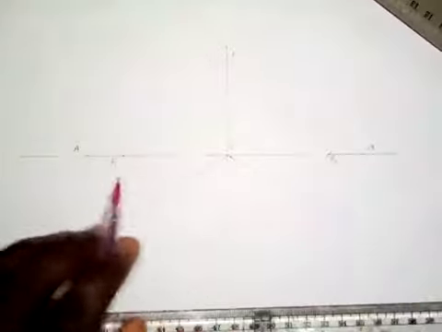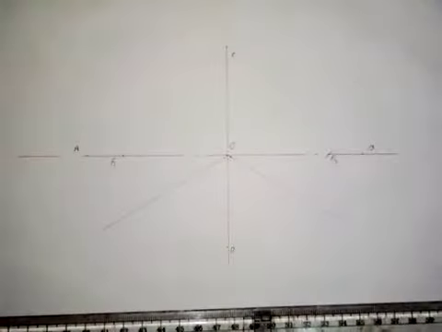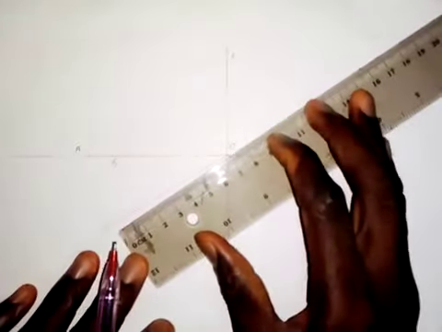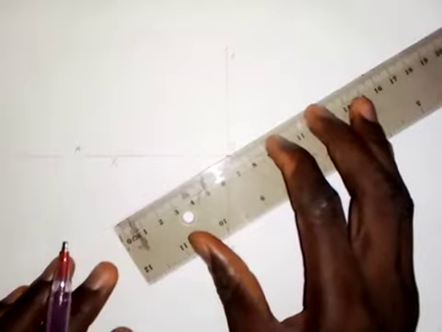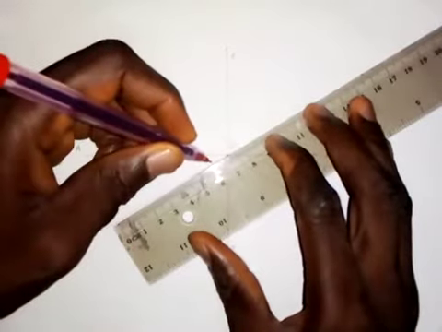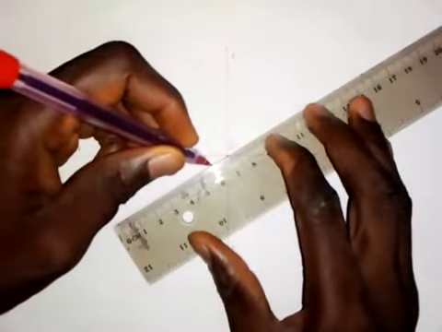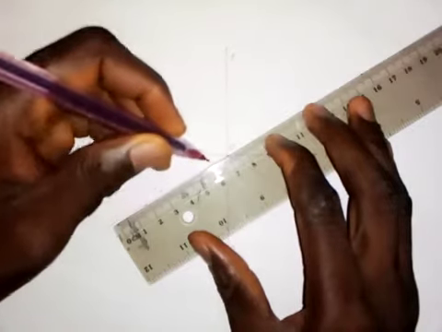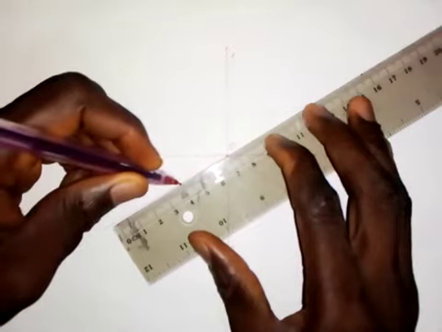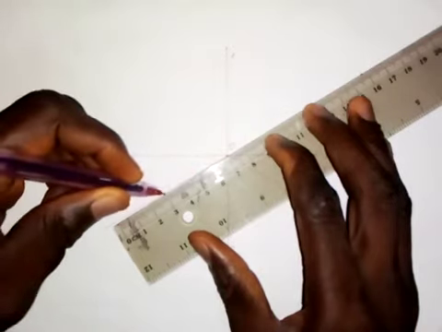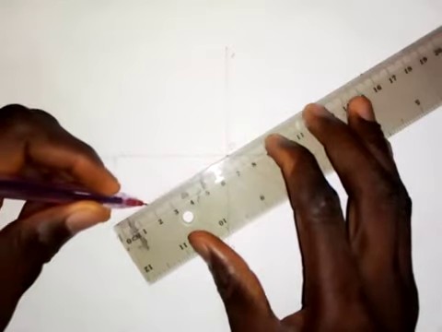Okay, now I want to divide OF1 and OF2 into 5 equal parts. That's what I want to do. So I'll just set my set square, my ruler like this, and make 5 divisions with 10 millimeters. So this is 1, 10 millimeters. This is 2, and this is 3. So this is 4. This is 5.